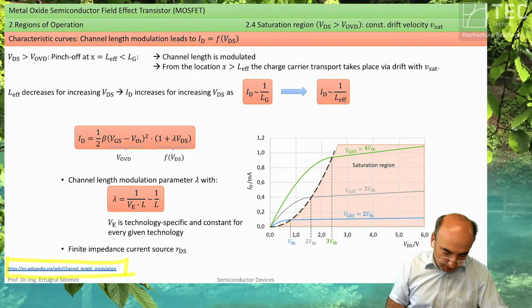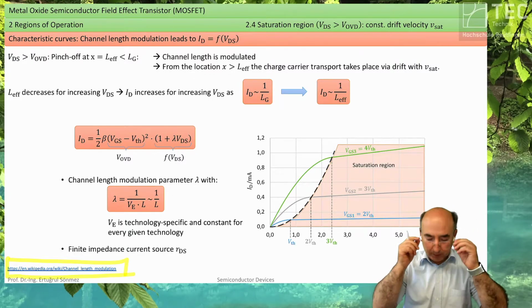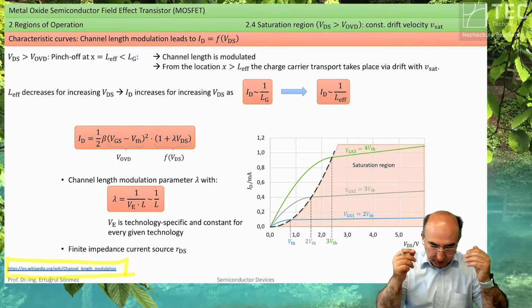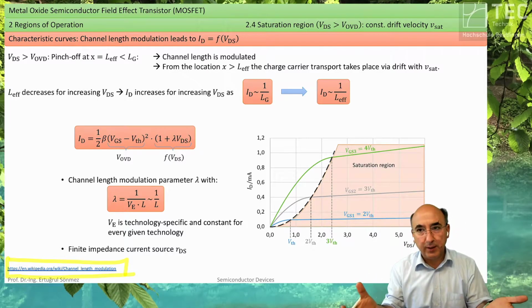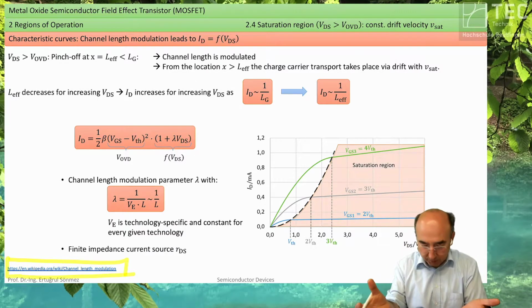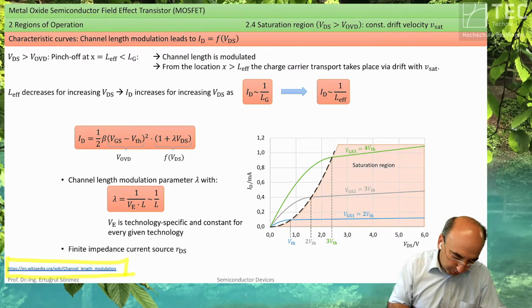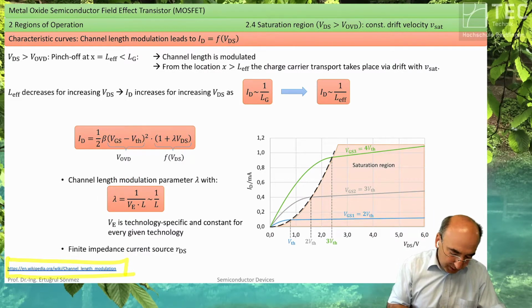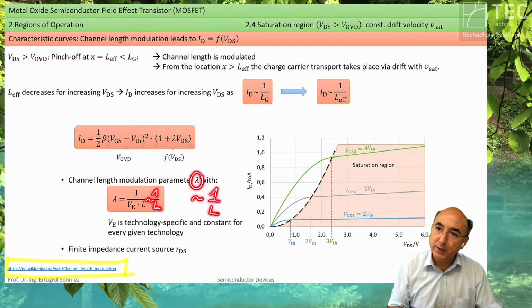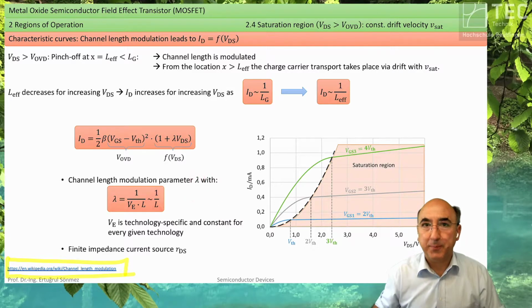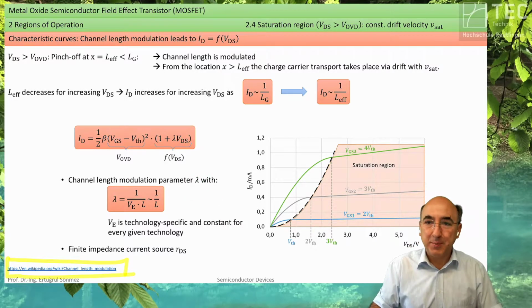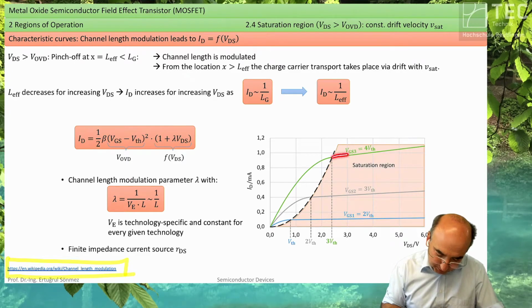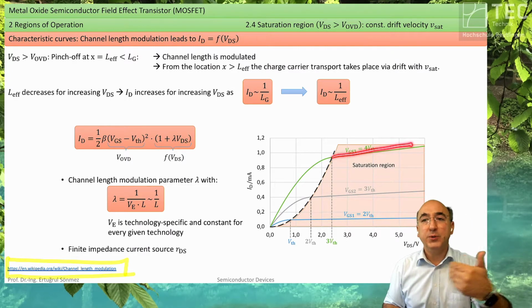So that's now a statement. I just say it now, and you say, okay, it looks good. It is understandable from the mathematical point of view. It is understandable that your channel length modulation parameter is proportional to 1 over the channel length. Okay, but why does that happen? Why is the current increasing if the channel is modulated?